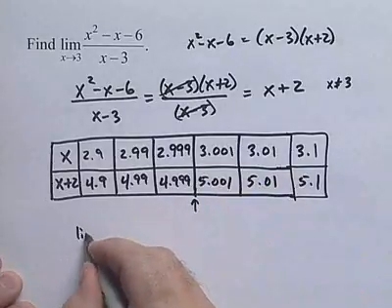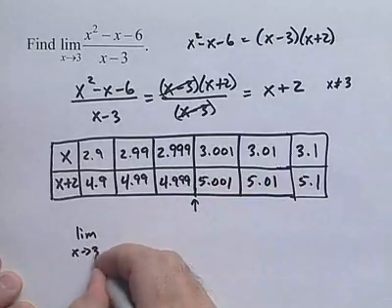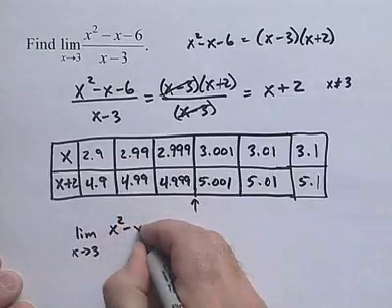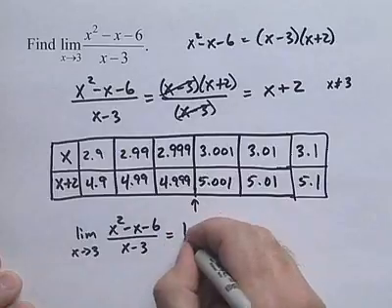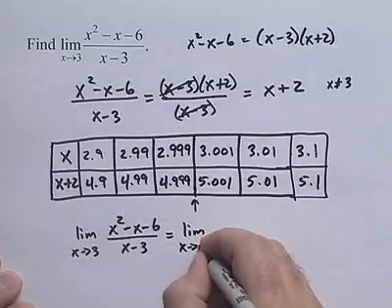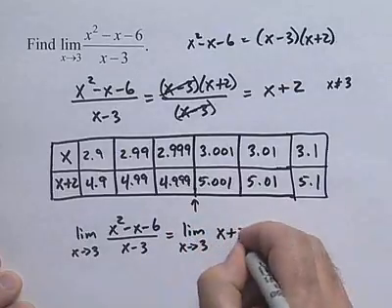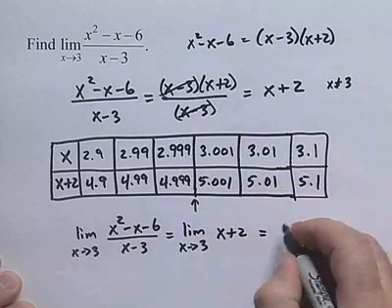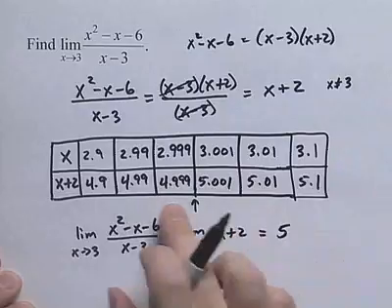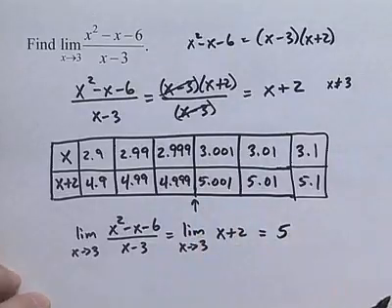So we can say that the limit as x approaches 3 of x squared minus x minus 6 over x minus 3 is equal to the limit as x approaches 3 of x plus 2, where we've canceled the factor x minus 3. And we're going to say that that limit equals 5 because the value of the expression is approaching 5 from either side.